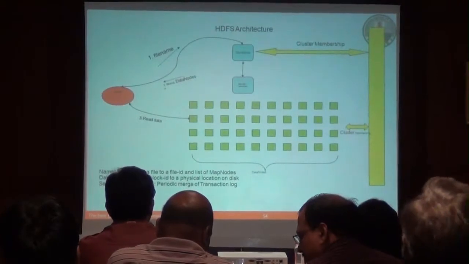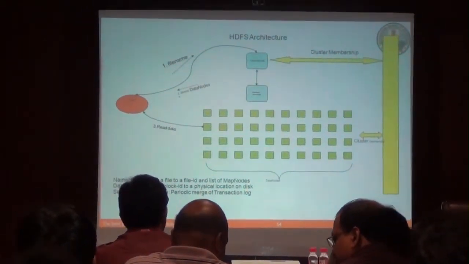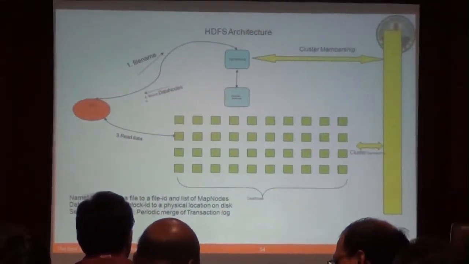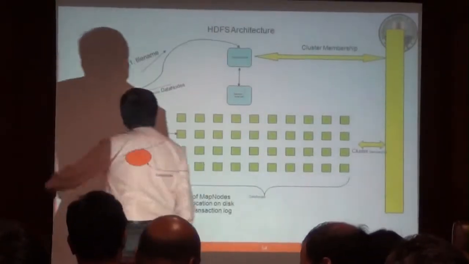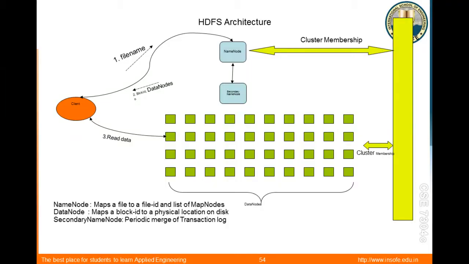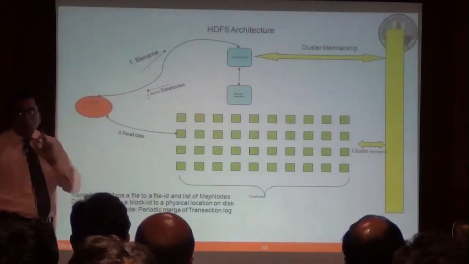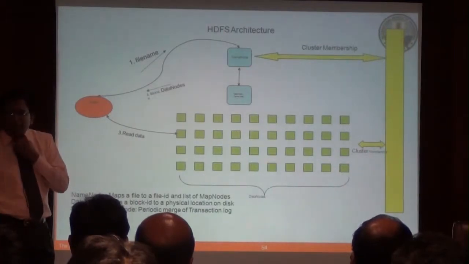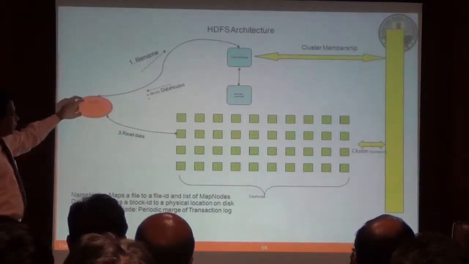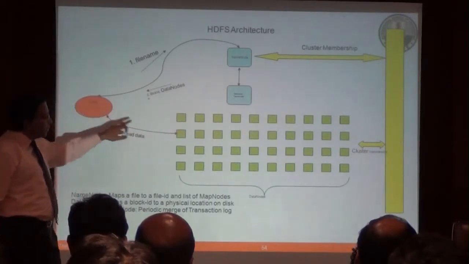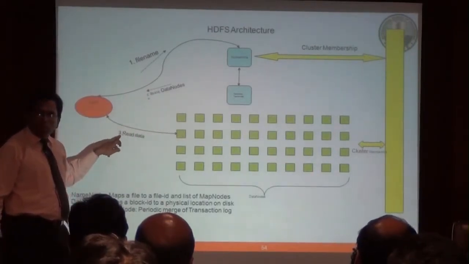We are trying to just elaborate what we have said about reading of blocks in this diagram. There is a client which passes the file name that it wants to read onto the name node. The name node gives back the block IDs and the data node locations, data node IP addresses, for example, to the client. Then the client reads data from the individual data node.